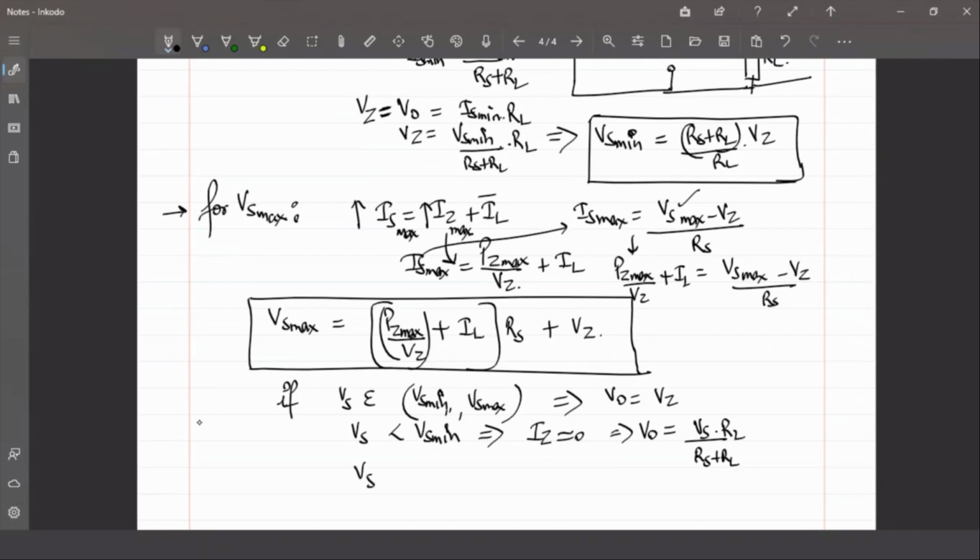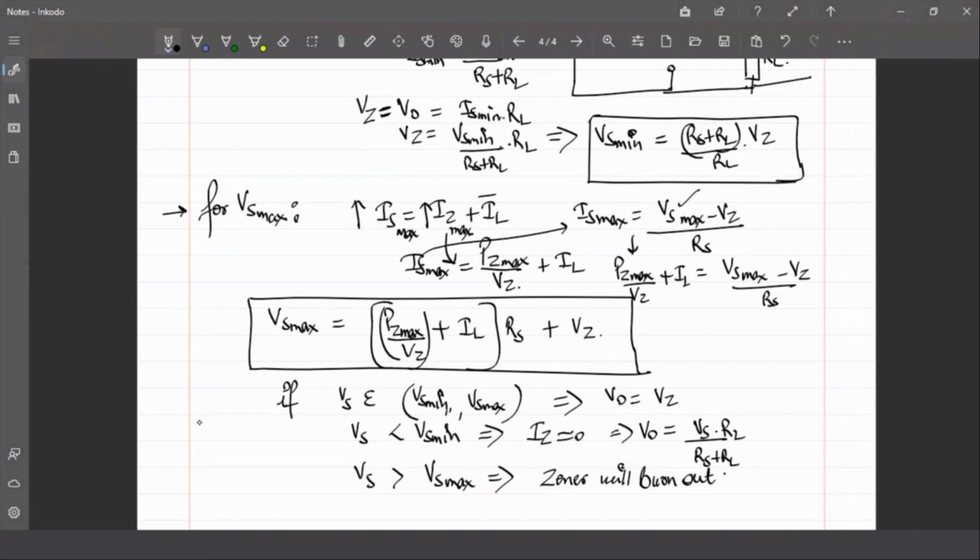And also, if Vs becomes more than Vs maximum, whose value we have already found, then what will happen? Is is increased beyond its peak value, and because IL is fixed, the Zener current will increase more than its maximum value, and the Zener will burn out.